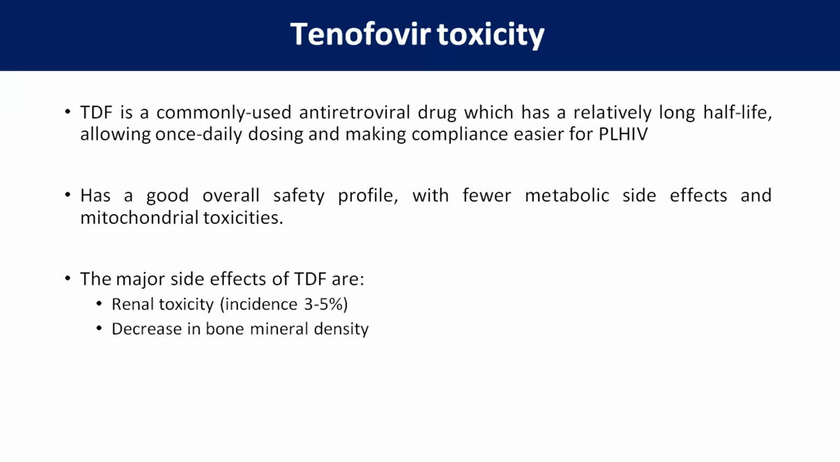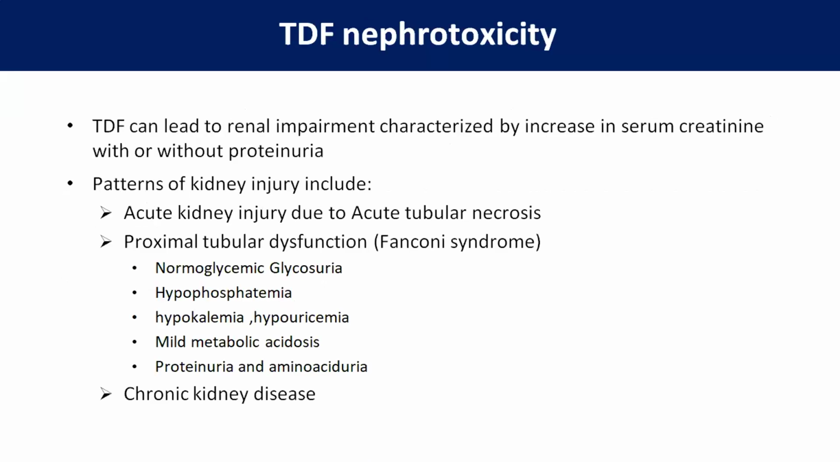How does it cause renal toxicity? Now, it can produce different types of renal toxicity. It can produce only proteinuria and glycosuria before development of any visible renal changes on blood tests, like an increase in the blood creatinine level. We can diagnose early tenofovir toxicity by measuring urine tape test for proteinuria and glycosuria, even in spite of a normal creatinine level.